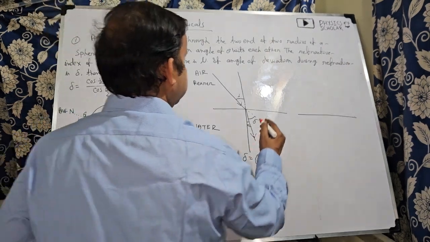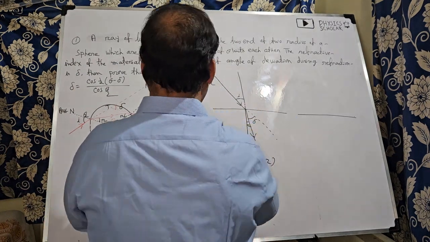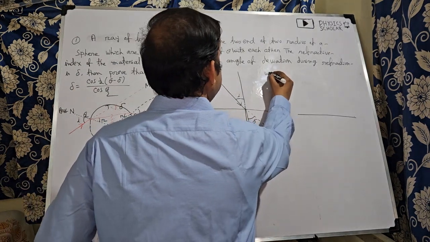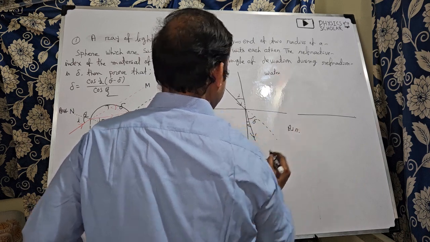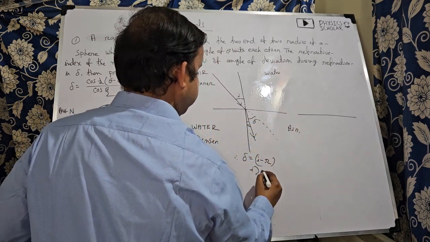Suppose it is water medium and it is air medium. Why is it i minus r? Because here i is greater than r.